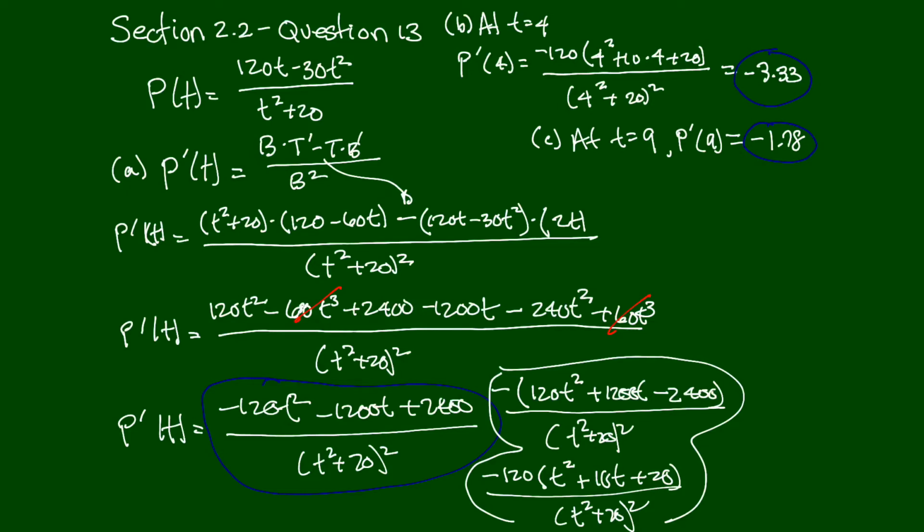Now, in part C, what we want is the marginal profit at 9 months out. So at 9, we're just going to go back to P prime and put in a 9. When I did that, I got negative 1.78. So 9 months out, from month 9 to 10, the profit's going to go down, because of the negative, by $1.78 thousand. So about $1,780, that profit will decrease.